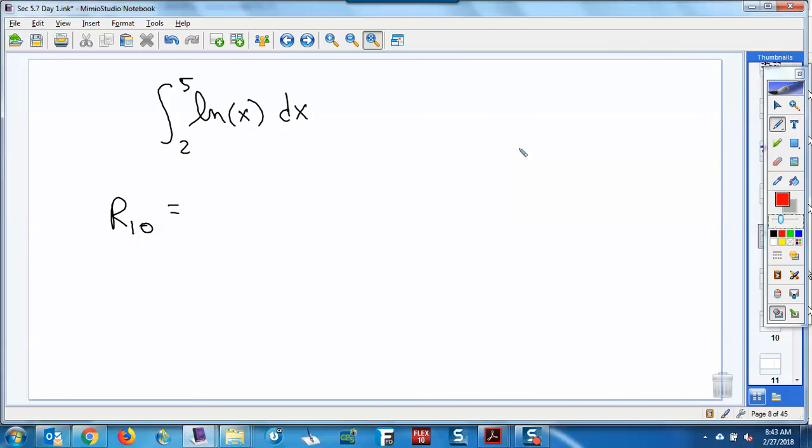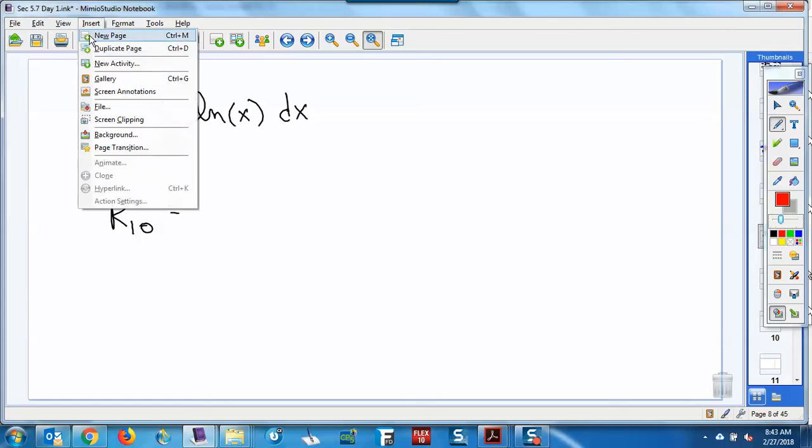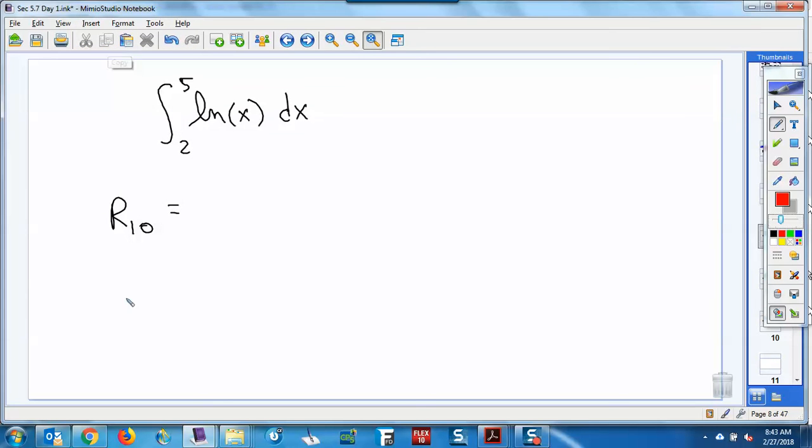Okay, we're going to do this one for R10. So what do we need to get started? We think about all that stuff we went through yesterday. Where do we start? What do we do first? Delta x, 5 minus 2 divided by 10. That's going to be 3/10. Okay? So we get our delta x.